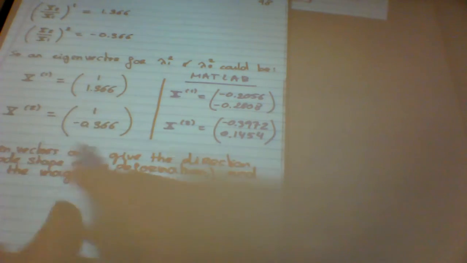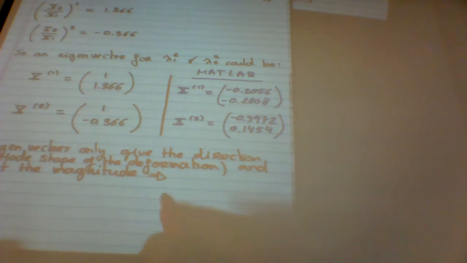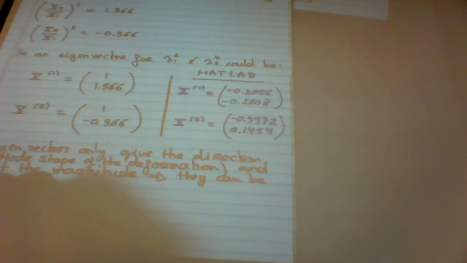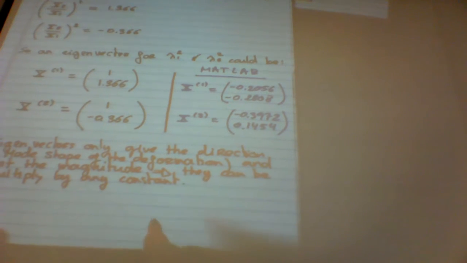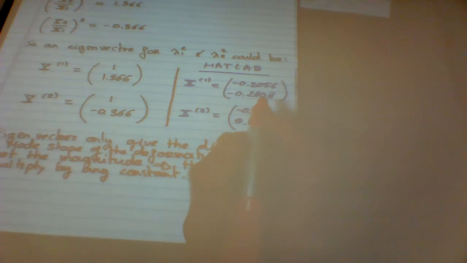Okay? So what does that mean? Is that then they can be multiplied by any constant. Yeah? Mm-hmm. So basically for the first mode, what can we do?